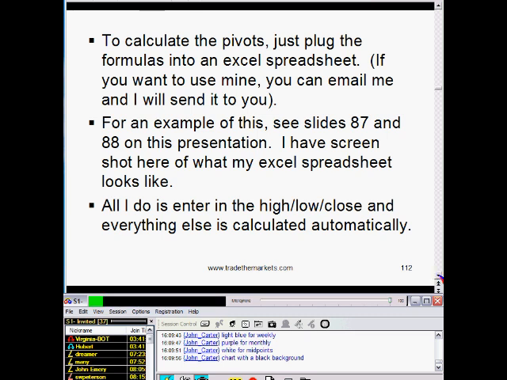I have an Excel spreadsheet that I use to enter in all this information. If you guys want this Excel spreadsheet, just email me at jcarter@tradethemarkets.com, and I can email you the spreadsheet. Then all you have to do is punch in the high, low, and close for the daily, weekly, and monthly levels, and it'll calculate everything for you: the daily levels, the midpoints, the weekly levels, and the monthly levels. That way you don't have to calculate any of this by hand. It saves a lot of time.